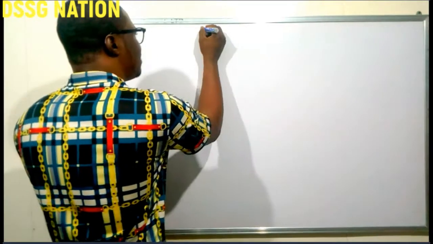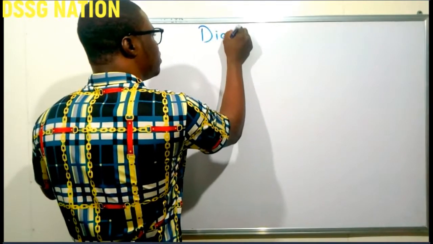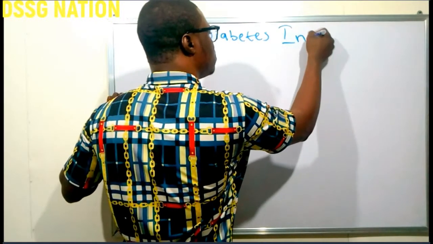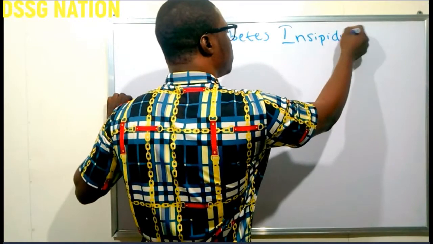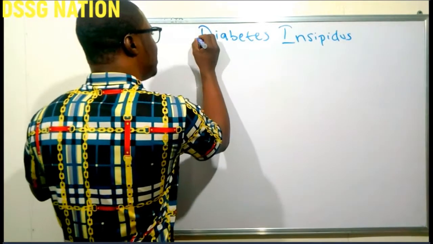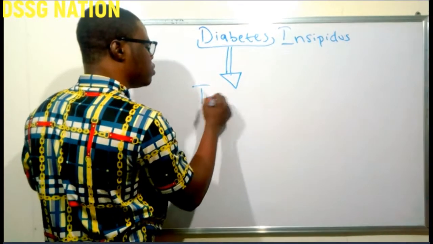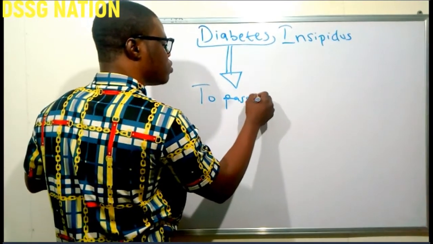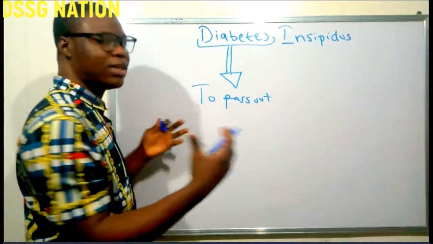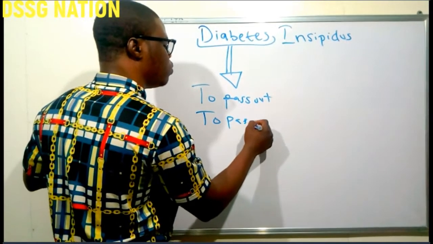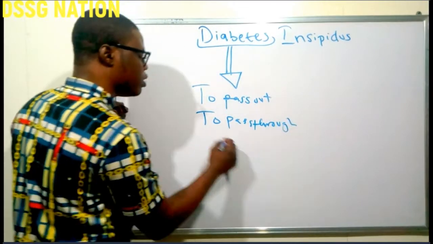Welcome back. So we said we are going to be talking about diabetes insipidus. So what is diabetes insipidus? Now, the word diabetes means to pass out, most especially through urine, or to pass through. Or you can also call it to urinate.